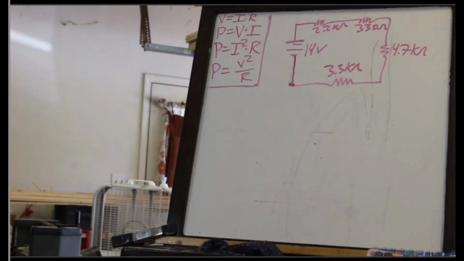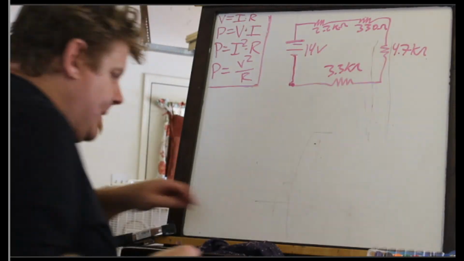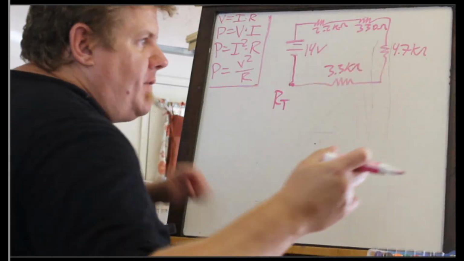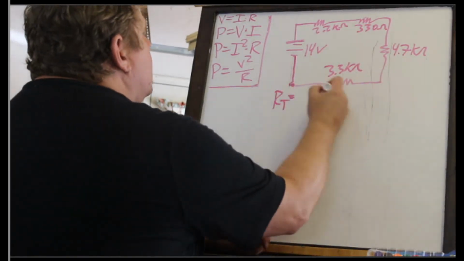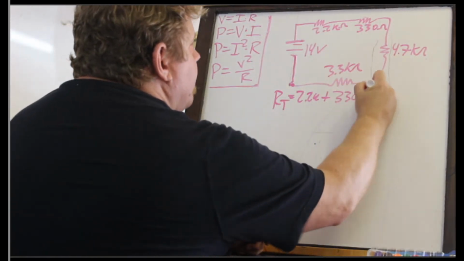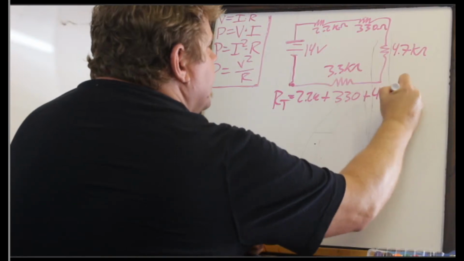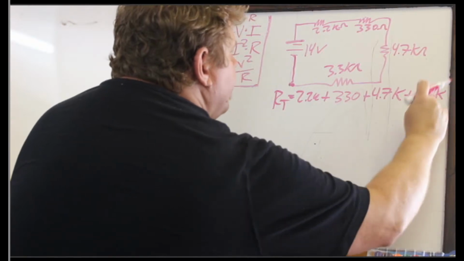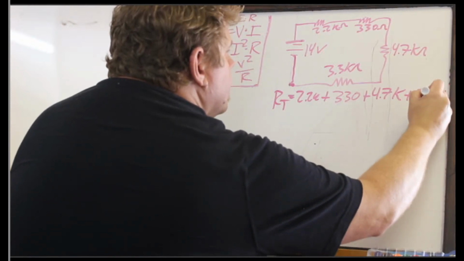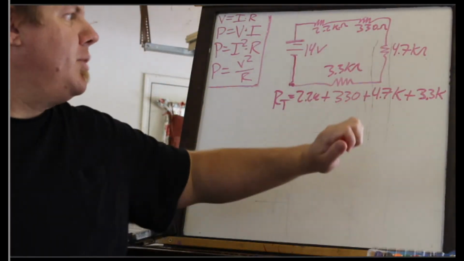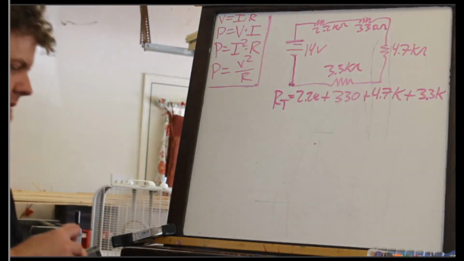Right, so let's do this. Now, regardless if you use voltage division or not, first move is always to find the total resistance, because if you're going to use voltage division, you have to know it anyway, right? So we've got 2.2K plus 330 plus 4.7K plus 3.3K. Right, so 2.2 kilo ohms plus 330 ohms plus 4.7 kilo ohms plus 3.3 kilo ohms. I'm going to go ahead and do that now.